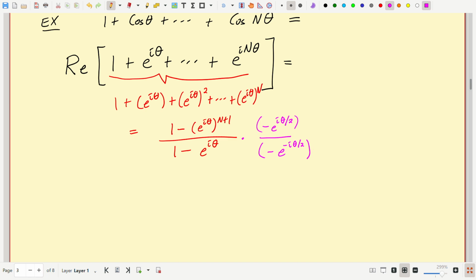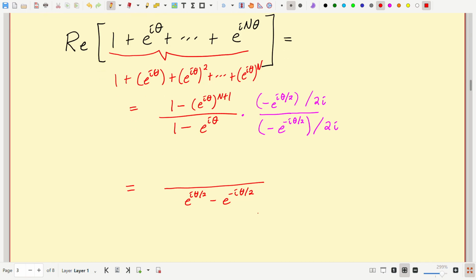And let's see, why don't I make it divided by 2i? So I'm multiplying by 1 here. Then, on the bottom, this is why I'm doing it. On the bottom, I get e to the i theta over 2 minus e to the minus i theta over 2, divided by 2i. That is the sine of theta over 2.